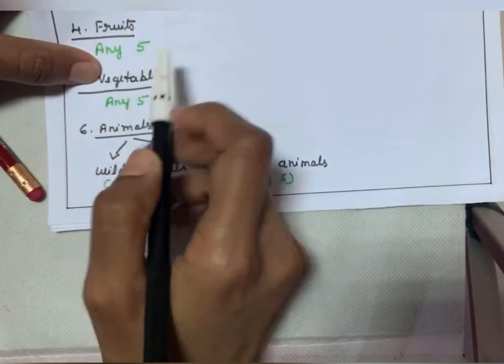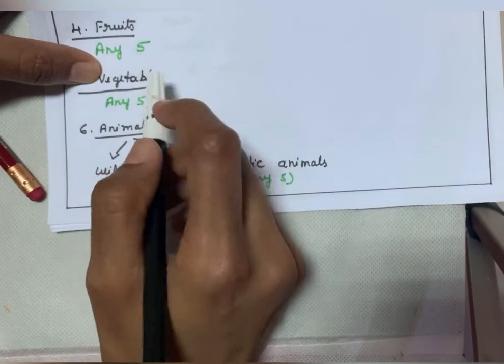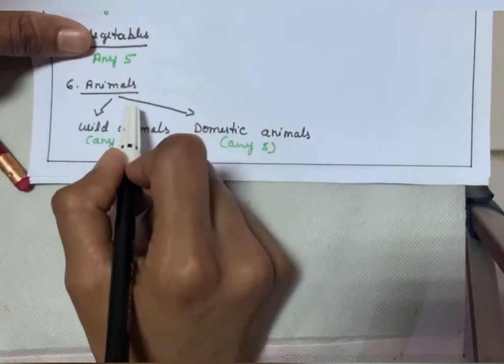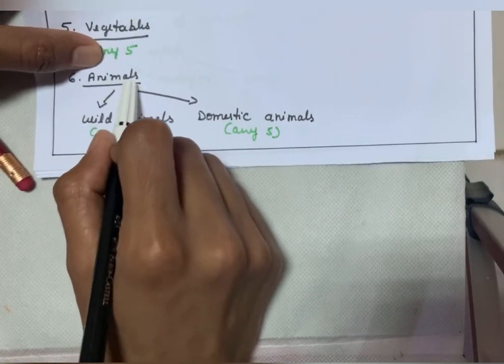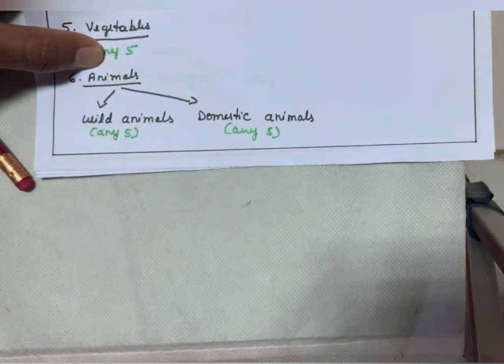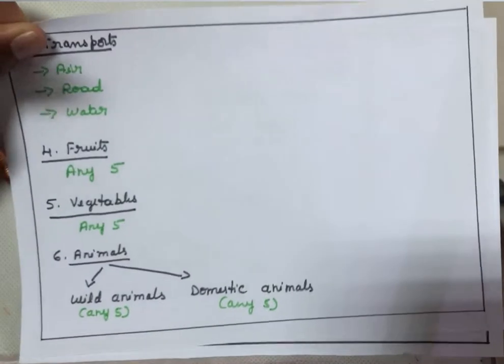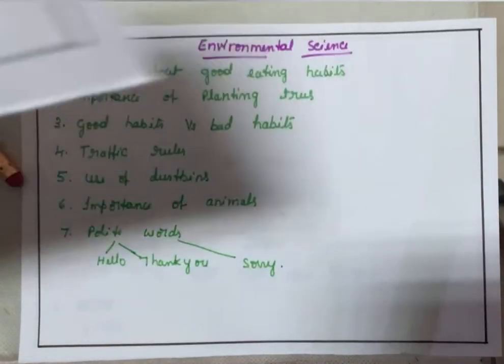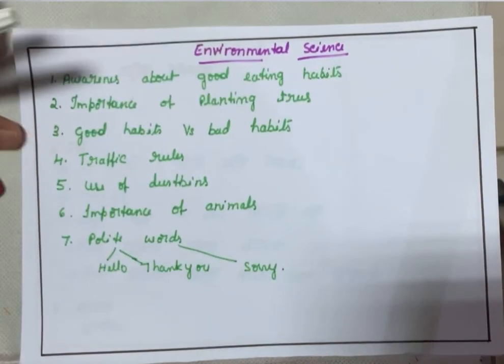Next, vegetables. You can teach them any 5 vegetables. Similarly, teach them about the animals, 5 wild animals, 5 domestic animals. So this is all about the general awareness syllabus. Now let's move on to the environmental science syllabus.